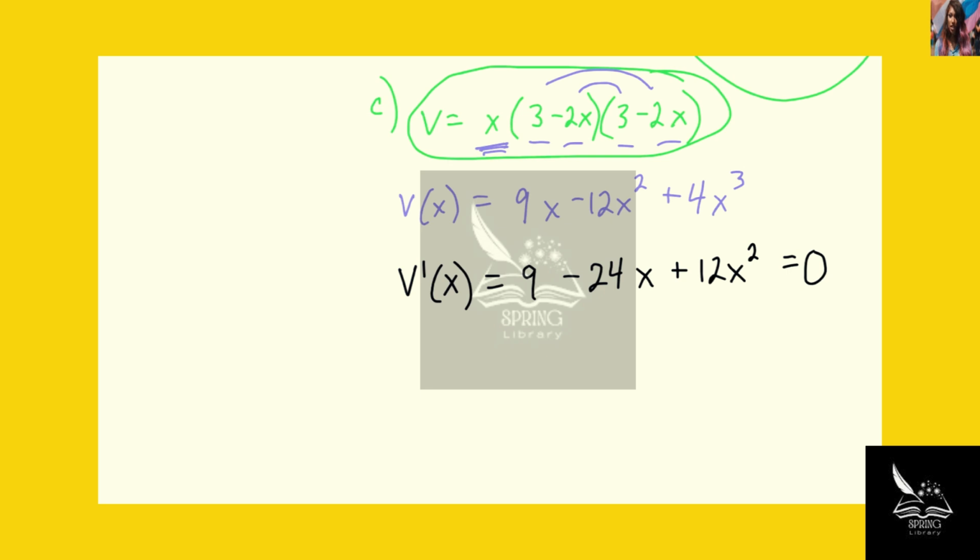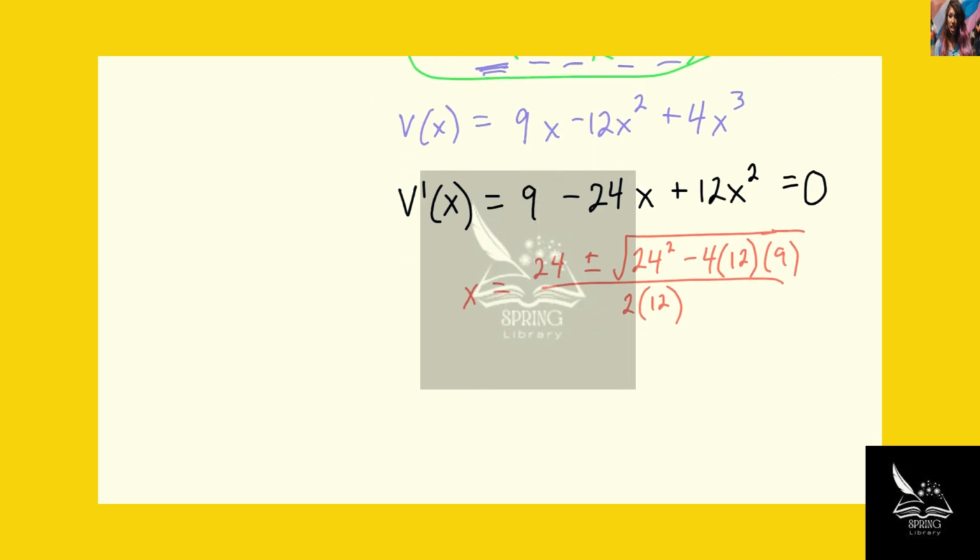I may be doing C and D together, and maybe even part E, so you can just sort of follow along. I would do the quadratic formula, negative b plus or minus the square root of b squared minus 4ac, all over 2a. And just use my calculator to see what answers I get there. 24 plus the square root of 24 squared minus 4 times 12 times 9, all over 24. I'm going to see what happens if I did a minus though.